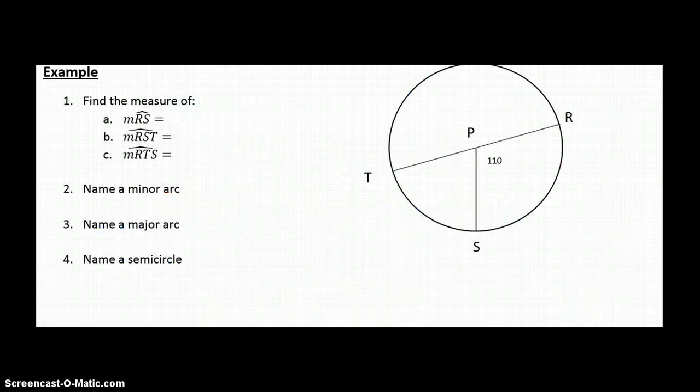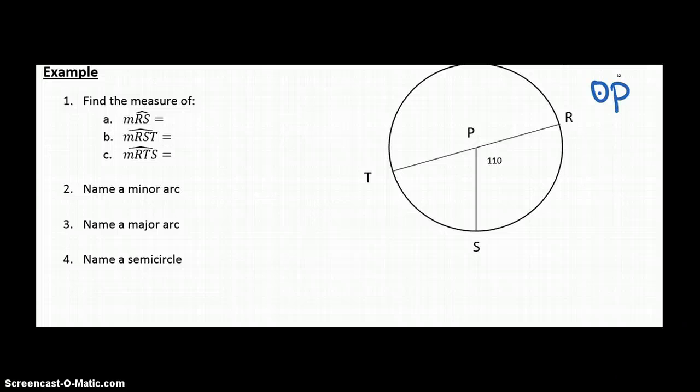So let's practice. First I'm going to call this circle Circle P. And this is a symbol for a circle, and anytime a circle is named, it is named with its center point. So this would be circle C. This would be circle P. So let's find the measure of these arcs.